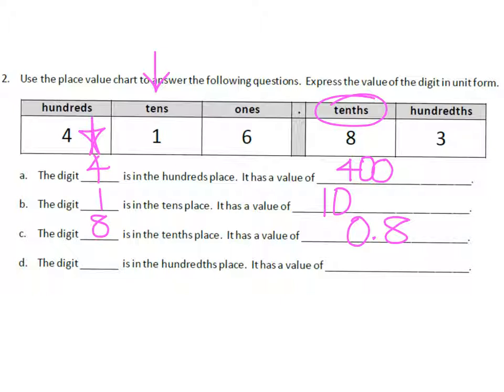Look at letter D. Which digit is in the hundredths place? Look at your place value chart. There is a 3 in the hundredths place. What is the value? Write it as a decimal on the line. The value is 0.03.